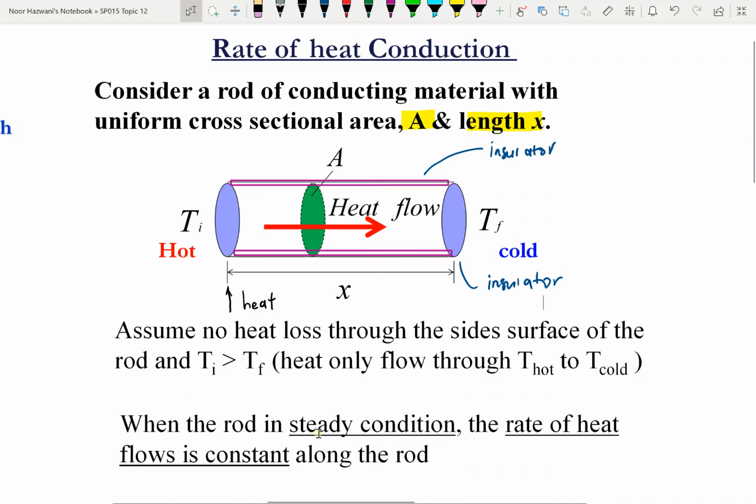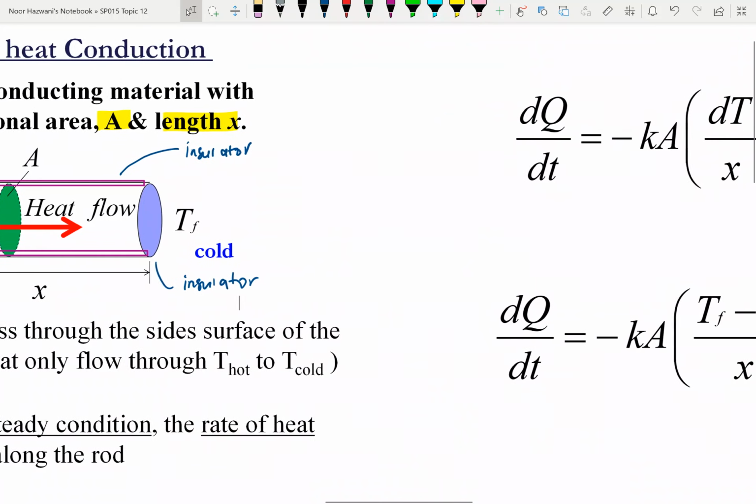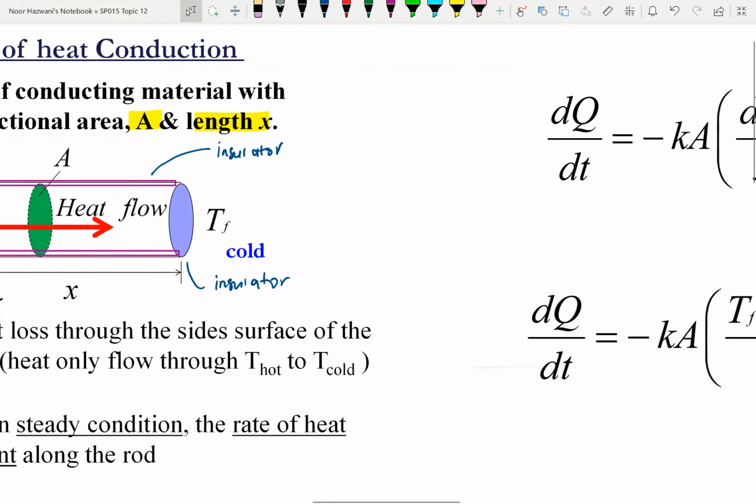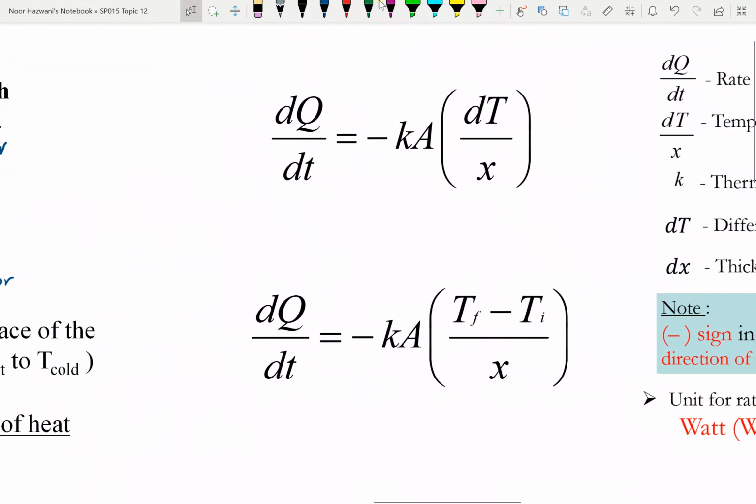So, when the rod is in steady condition, the rate of the heat flow is constant. Okay, yang ni nanti kita discuss lebih lanjut lah. Tetapi, rate of the heat transferred, you can calculate using equation ni. So, ini adalah equation penting untuk topik ini. So, ini equation pertama: dQ per dt equals to negative kA dT per dx.